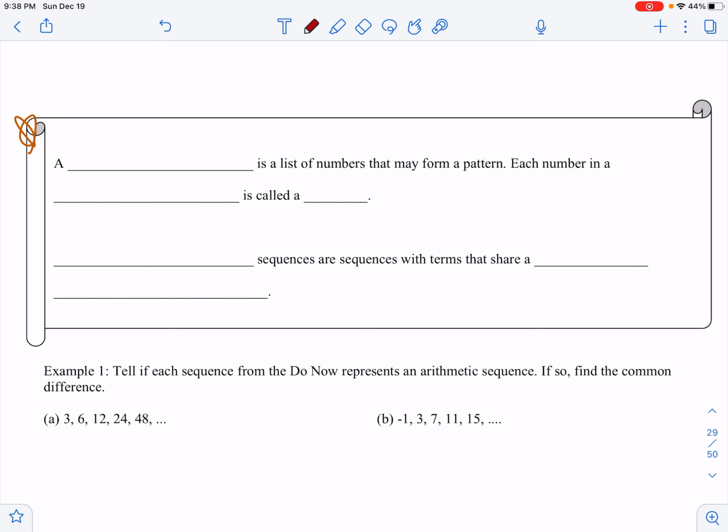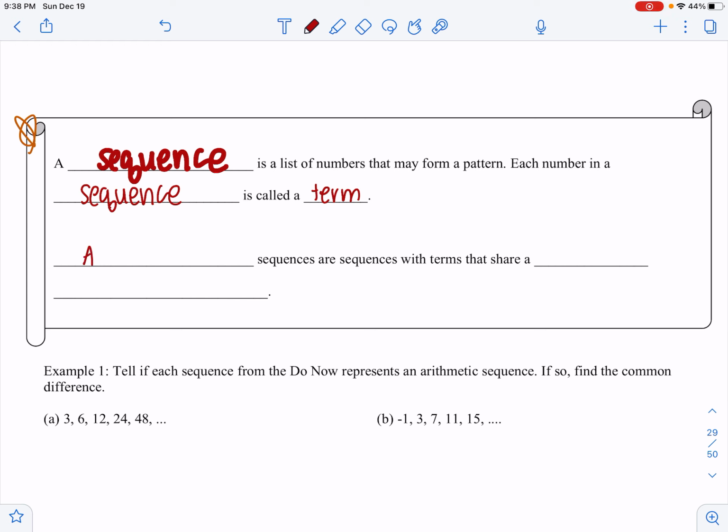But before we get there, a sequence, that's a really big font, let's make it smaller. It's a list of numbers that may form a pattern. Each number in a sequence is called a term. Okay, so this is just some definitions for us.